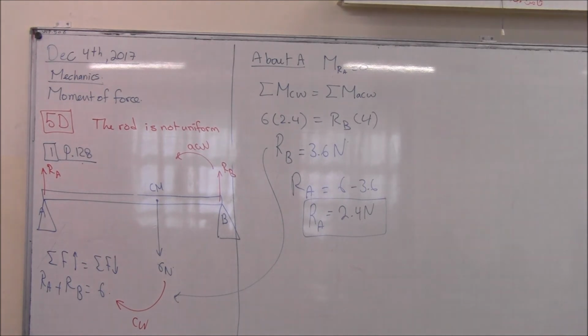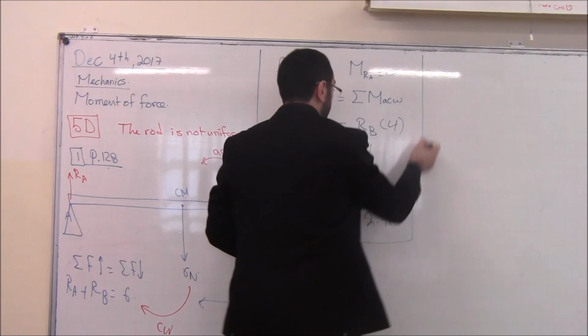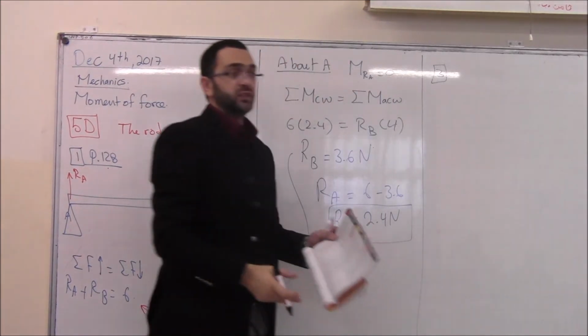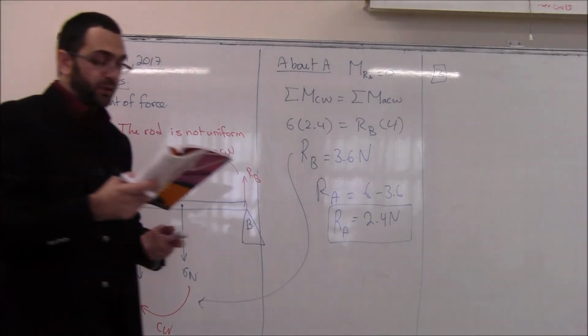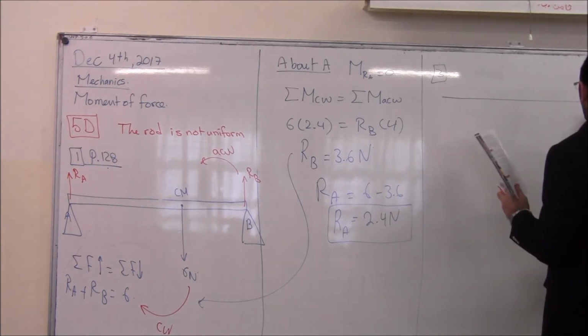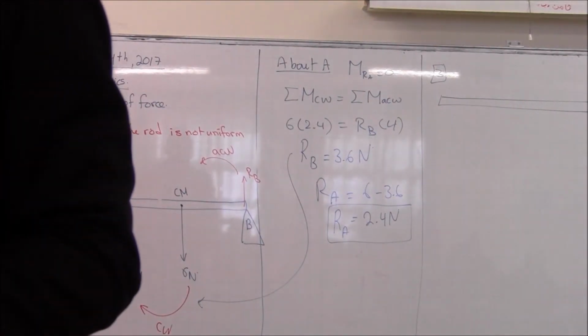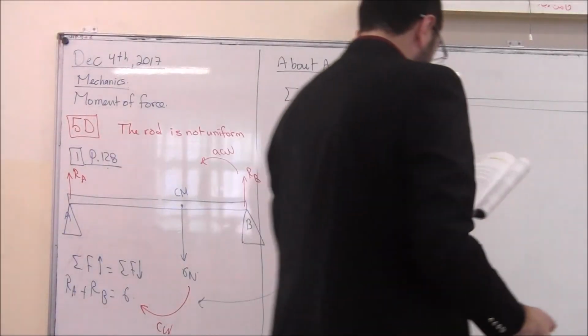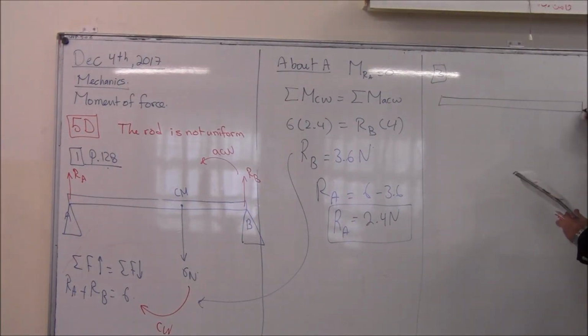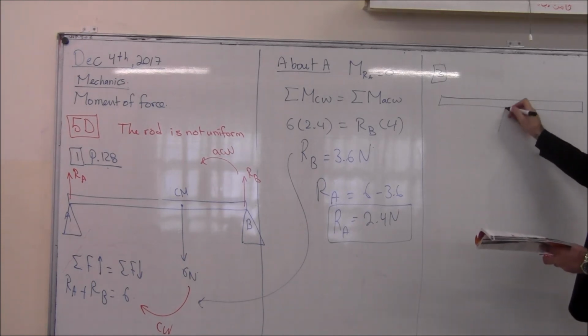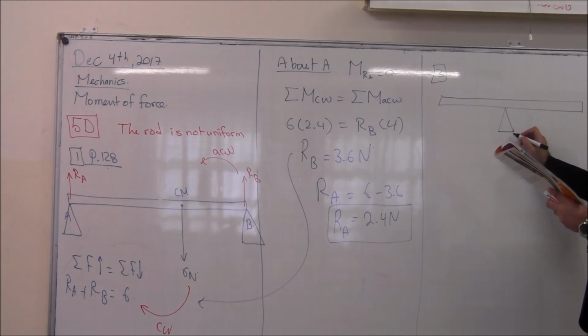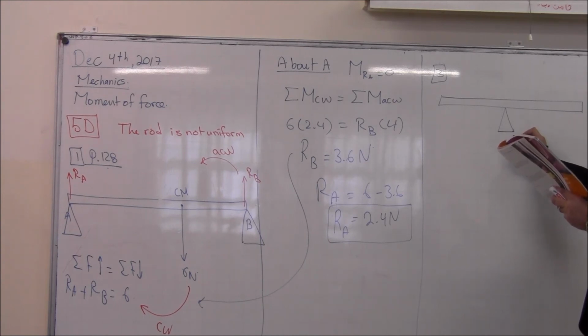Now we have to concern ourselves with question 3. Pay attention, please. I will give you time to complete copying. A non-uniform plank AB of length 4 meters and weight 120 newtons. It's non-uniform, pivoted at its midpoint. The plank is in equilibrium.